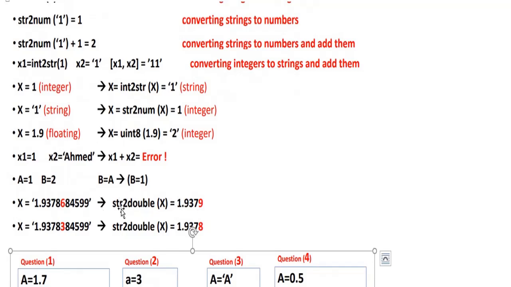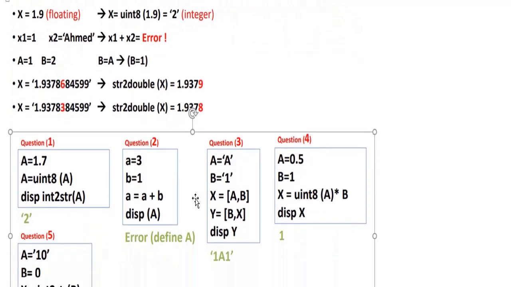This is string to double. It will convert the string value to a double and do some approximating. The same as the next. These are some examples.